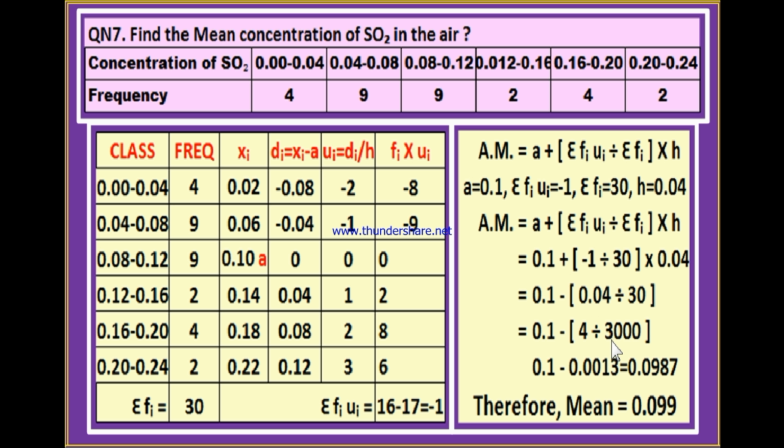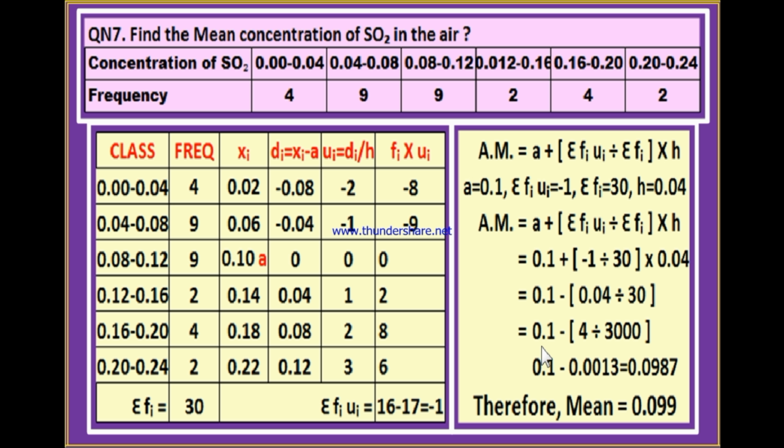Now divide 4 by 3. You will get 1.3. 1.3 divided by 1000 now. 1.3 divided by 1000 means 0.0013. Therefore, the simplified value of 4 divided by 3000 is 0.0013. Now you subtract 0.0013 from 0.1.